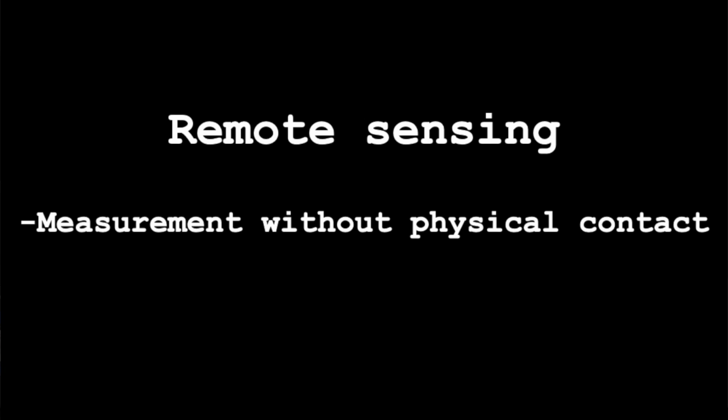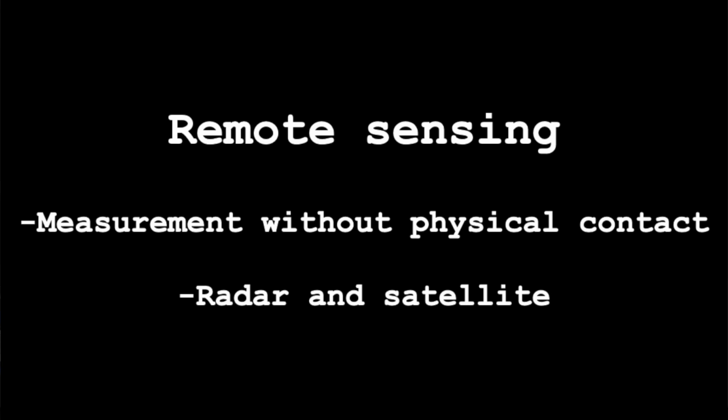Satellites are remote sensing tools. Remote sensing just means that if you have an instrument that measures a certain subject or phenomenon, it doesn't have to make contact with that specific subject or phenomenon. It can measure the characteristics of that phenomenon from a distance. There are two main remote sensing tools that we use in meteorology: radar and satellite.